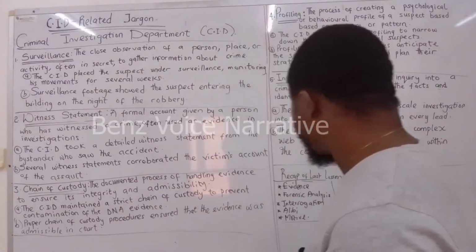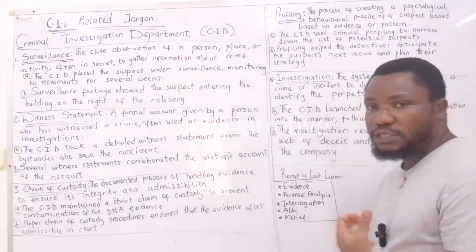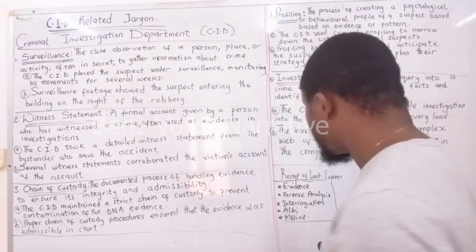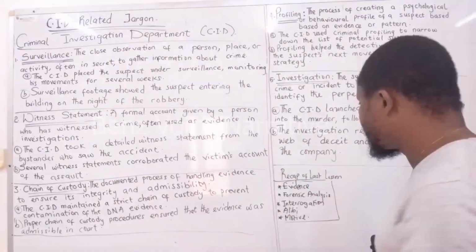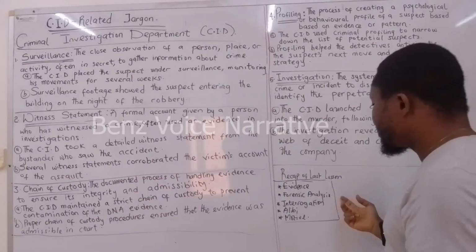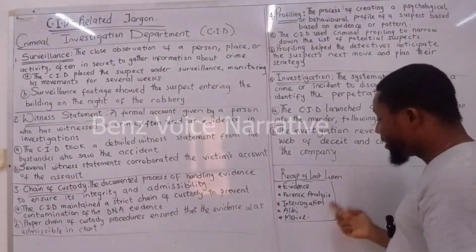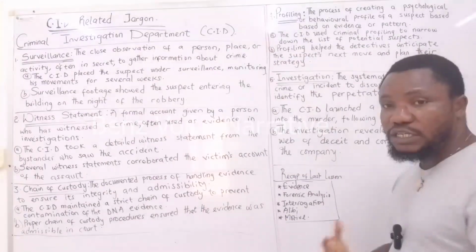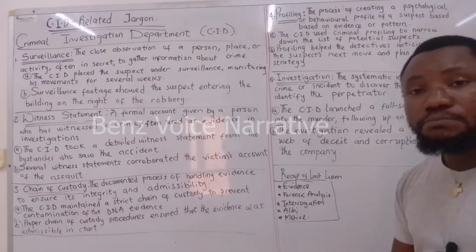So that said, we looked at five words. We explained them and we looked at example sentences. The first one we looked at was evidence. Number two was forensic analysis. Number three was interrogation. Four was alibi. And number five was motive.